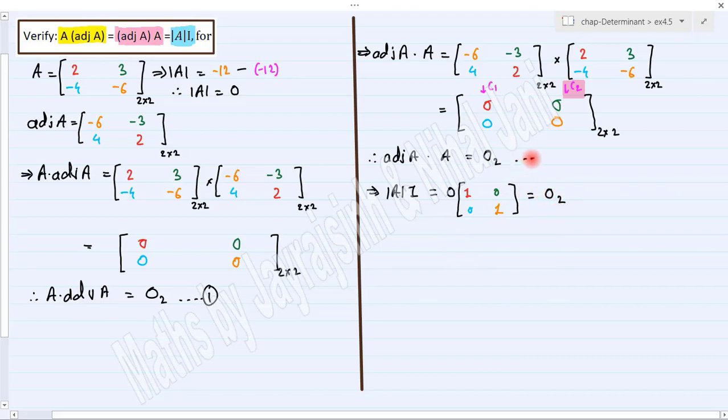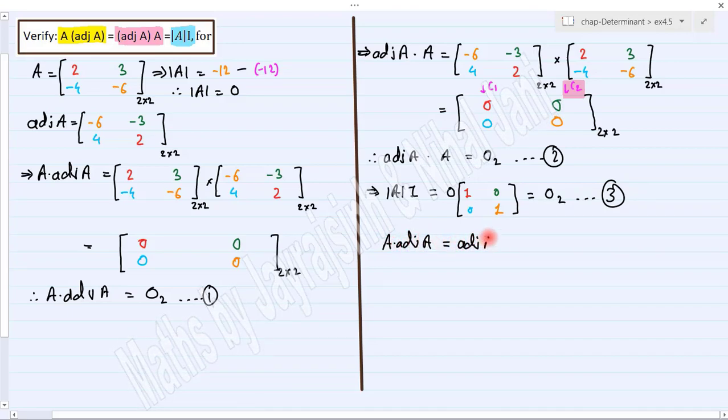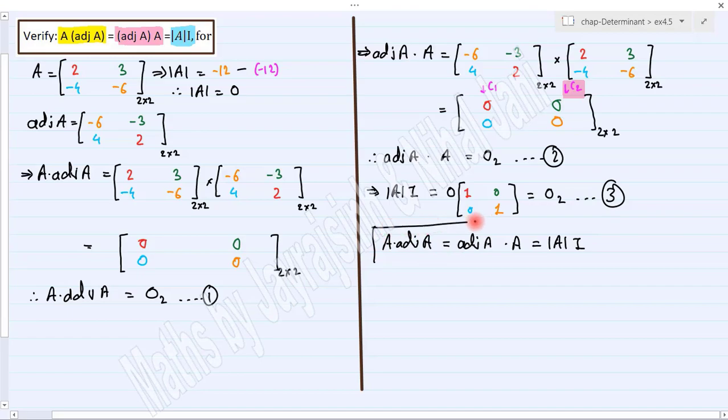So from equation number 1, equation number 2 and equation number 3, we can say we get A into adjoint of A is equal to adjoint of A into A is equal to determinant of A into I. Hence proved.